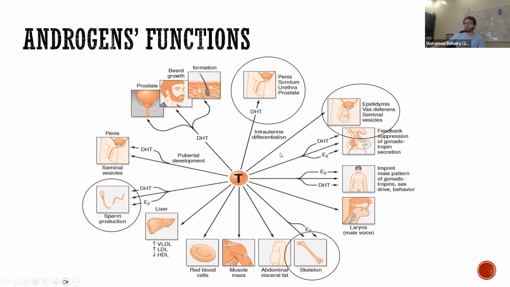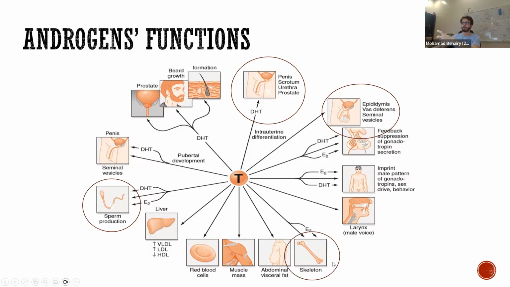testosterone, not dihydrotestosterone. Of course, you don't have to remember every single function here, I just want you to know the ones in circles. They're the most important: dihydrotestosterone for penis and scrotum, testosterone for epididymis, vas deferens, and those things. Now, a very important thing is that sperm production can happen through dihydrotestosterone or testosterone, both of them. Sperm production wouldn't be impaired if we have a little bit less of dihydrotestosterone, for example.